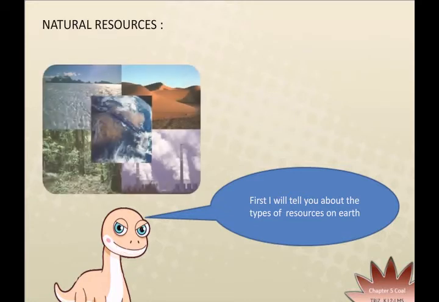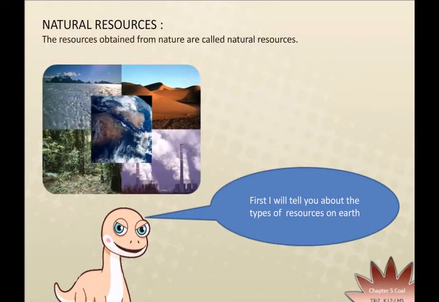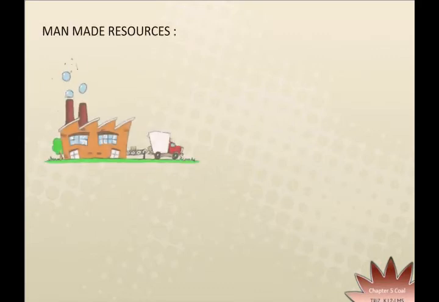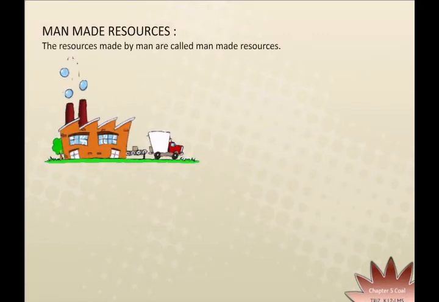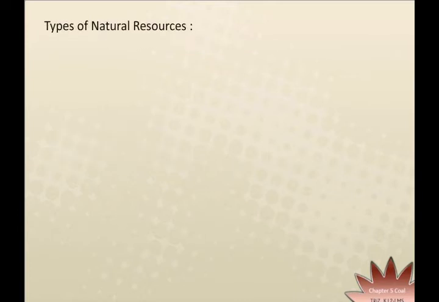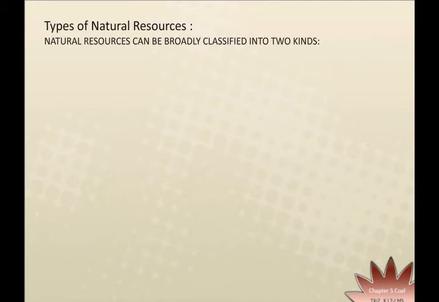Natural resources. The resources obtained from nature are called natural resources. These include air, sunlight, water, soil and minerals. Man-made resources. The resources made by man are called man-made resources. Types of natural resources. Natural resources can be broadly classified into two kinds.